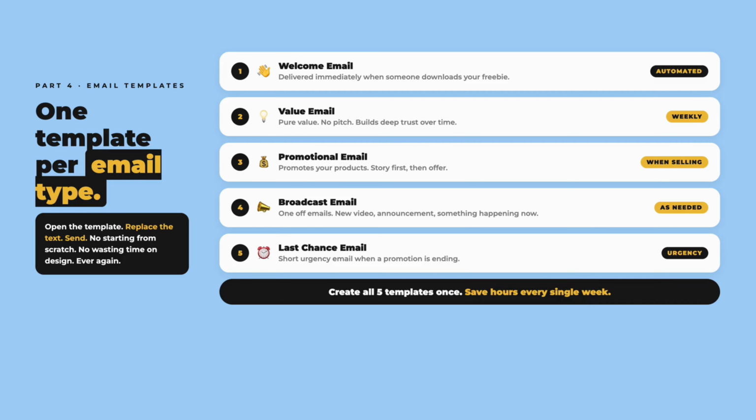But the key message here is create a template for each of your 5 email types. Save them, and every time you need to send an email, you just replace the text inside. This saves so much time, I promise you.